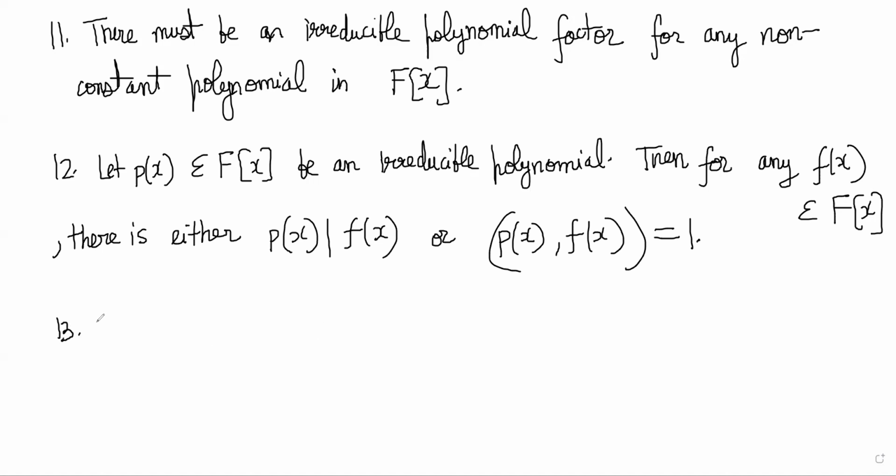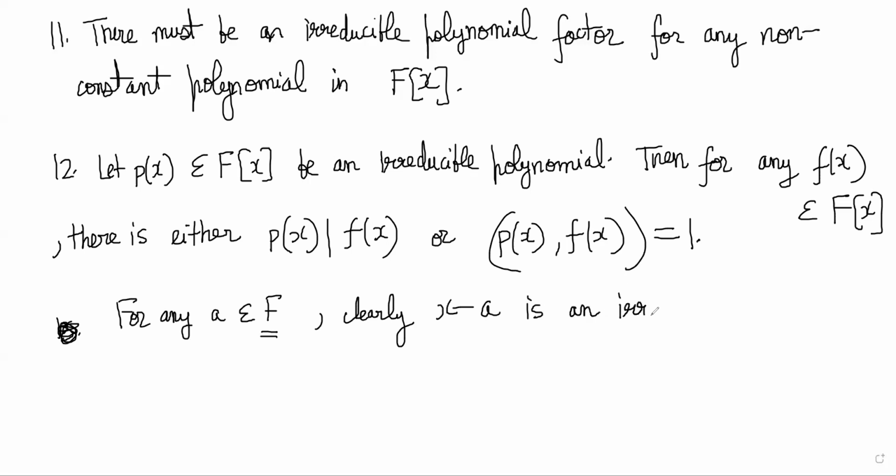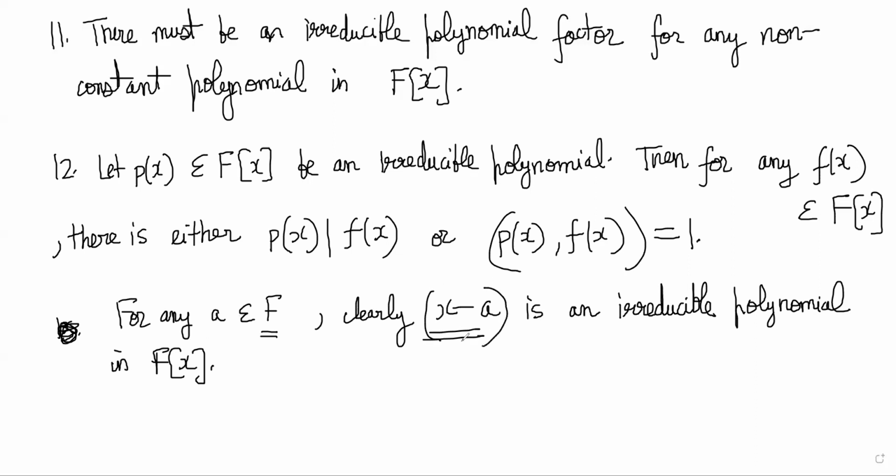Okay. Then we can conclude from here that for any A belonging to the set F, the set F is basically the set of rationals, reals, and complex numbers, clearly X minus A is an irreducible polynomial in F of x. Think about it. There is no other factorization of x minus a possible because it is itself a degree one polynomial. So for any a belonging to the set F, x minus a is clearly an irreducible polynomial.